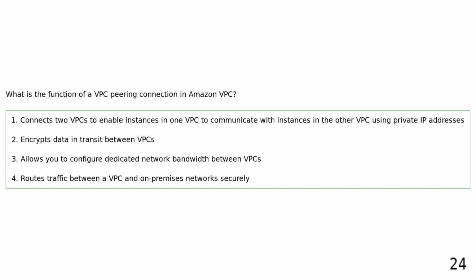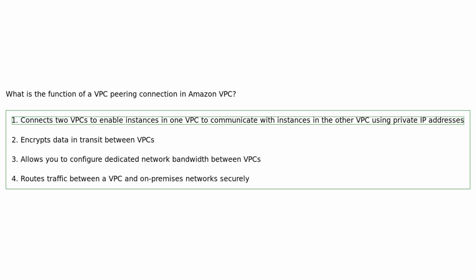What is the function of a VPC peering connection in Amazon VPC? Connects two VPCs to enable instances in one VPC to communicate with instances in the other VPC using private IP addresses. Encrypts data in transit between VPCs. Allows you to configure dedicated network bandwidth between VPCs. Routes traffic between a VPC and on-premises network securely.